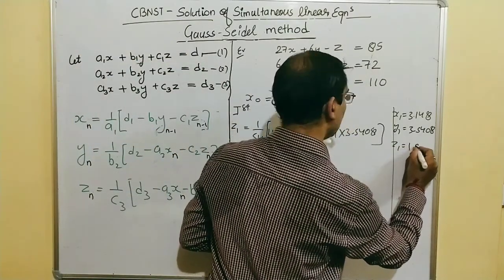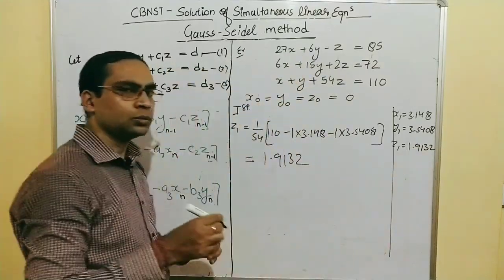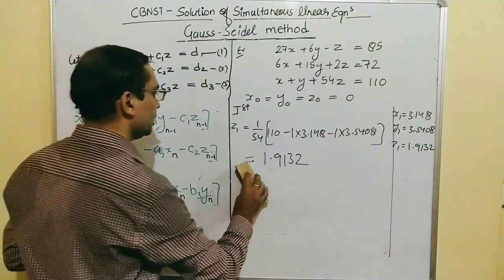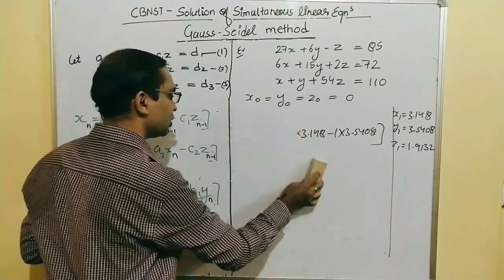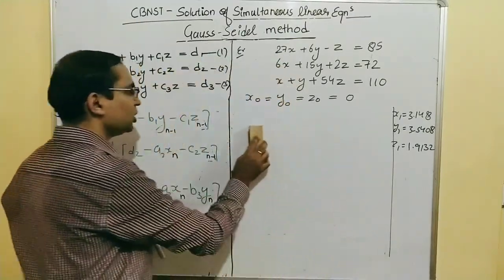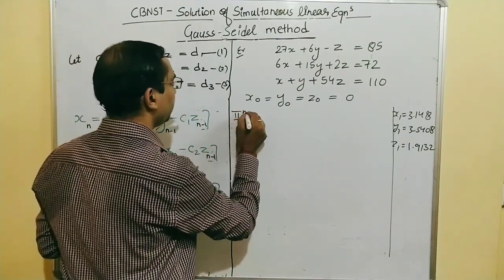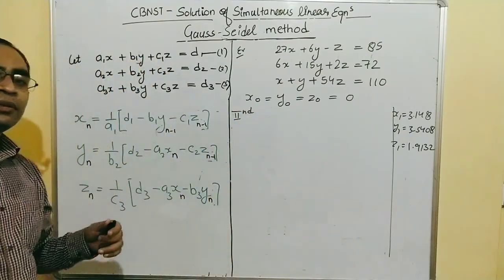This is 1.9132. So once we have done with the first iteration, now we can continue with the second iteration, and we'll continue with all these iterations till we get the desired result, or we can perform the number of iterations that are given into the question.